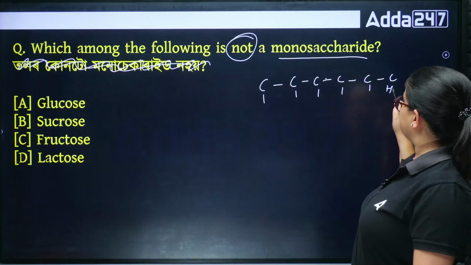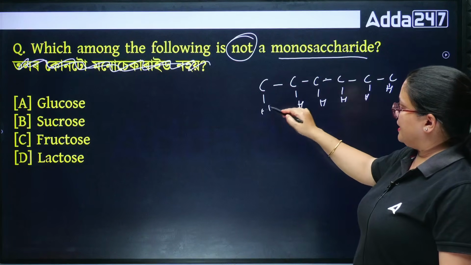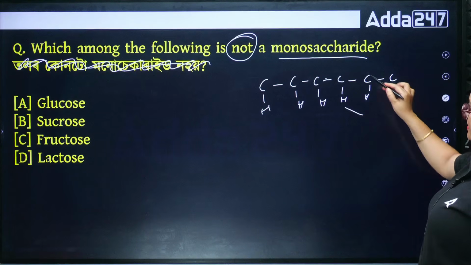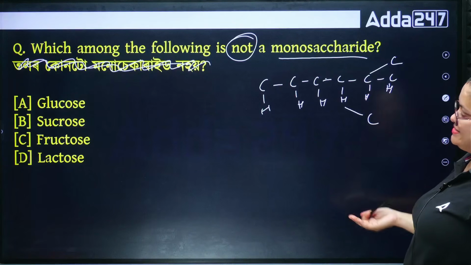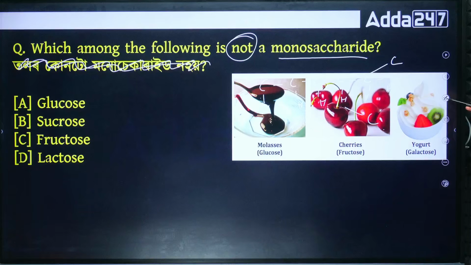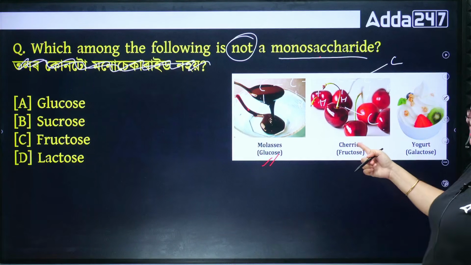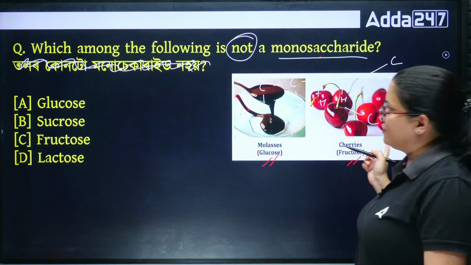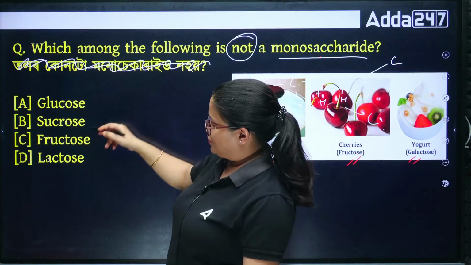Whenever we talk about other units of sugar, if one more unit has been attached here, then we say disaccharide or trisaccharide, depending on the type of chain that has been attached. For example, glucose is an example of a monosaccharide. This is an example of fructose, while this is an example of galactose. So among these, which is not a monosaccharide? That is sucrose.